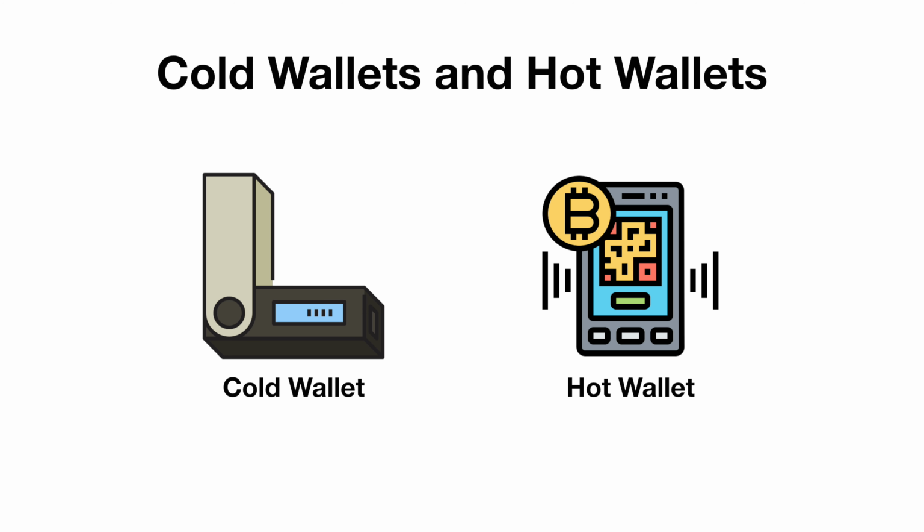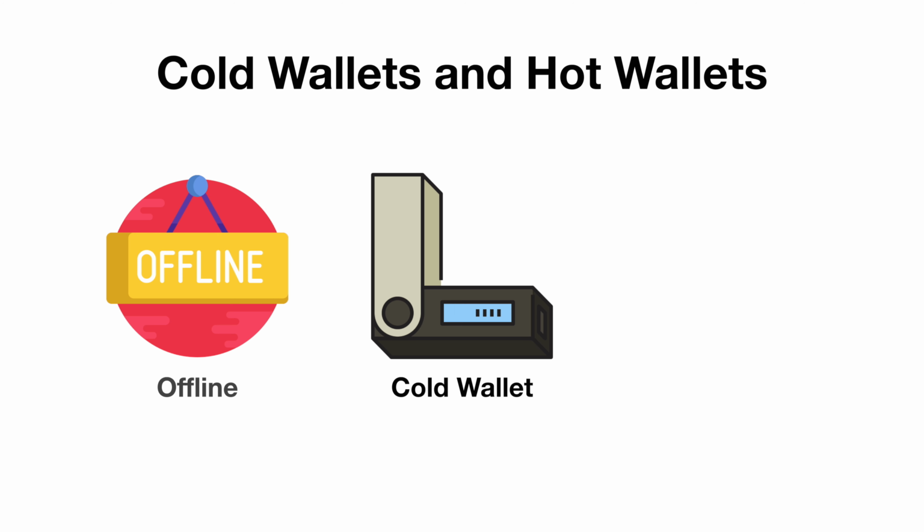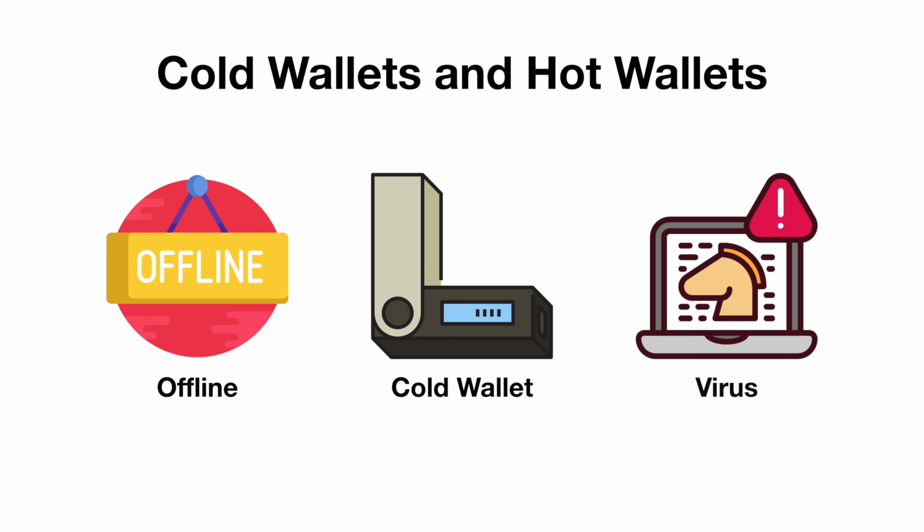If we look at which types of Bitcoin wallets exist, we can differentiate mainly between cold wallets and hot wallets. Cold wallets are hardware wallets that are offline and not connected to the internet. They offer enhanced security and are ideal for long-term storage. These wallets are physical devices that securely store your private keys offline. Hardware wallets are immune to computer viruses and provide a secure way to manage your Bitcoin.